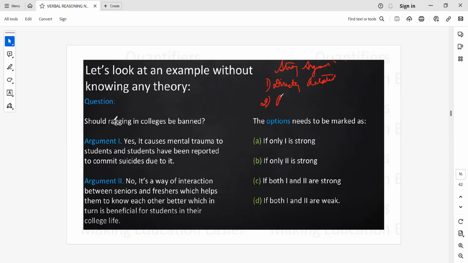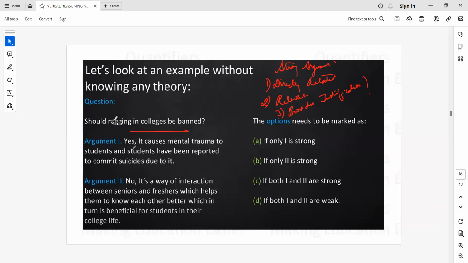Second, of course, it should be relevant, okay? And it should provide justification. There should be a rationality there. So it should provide justification. So let's see this question, and things will become all the more clear after this.